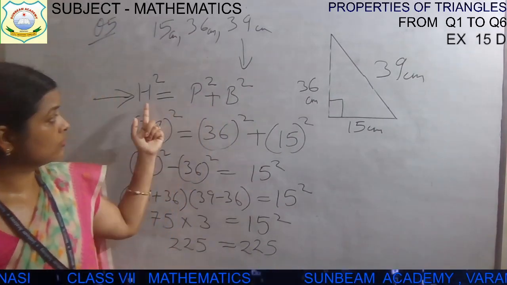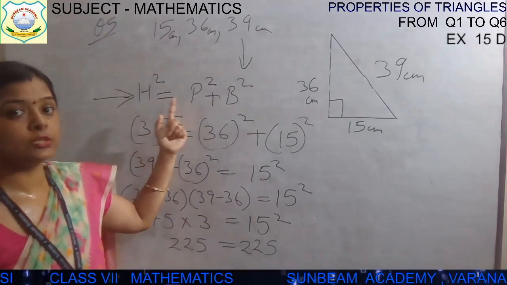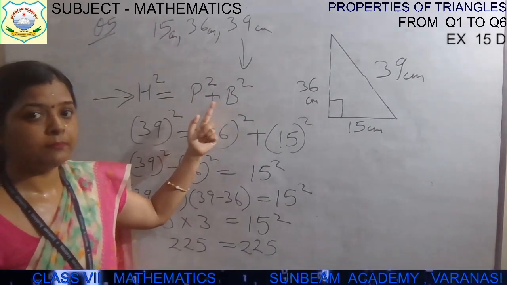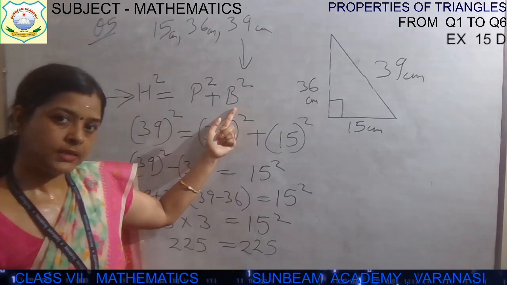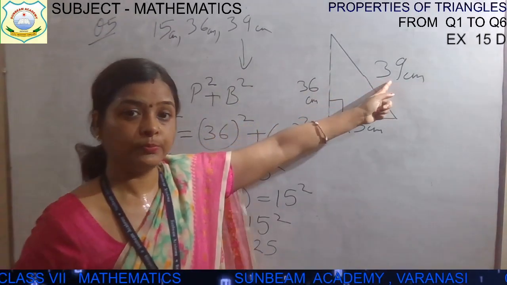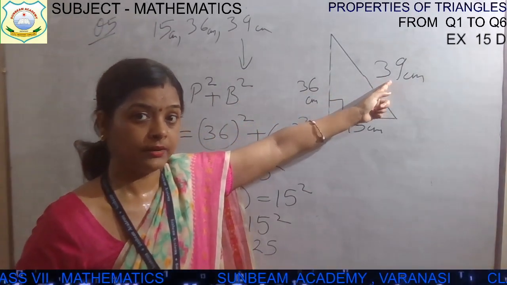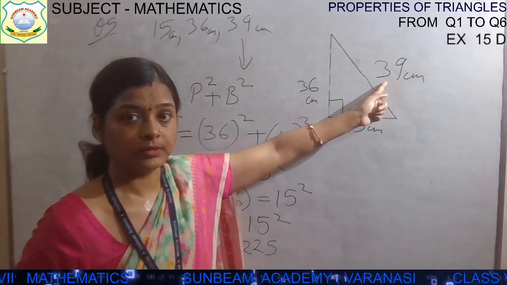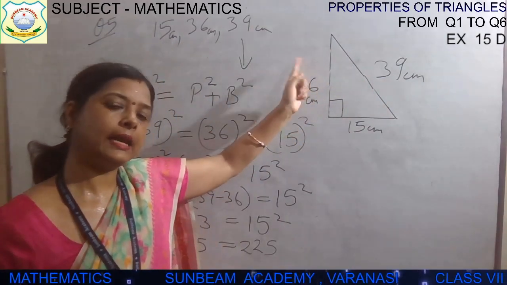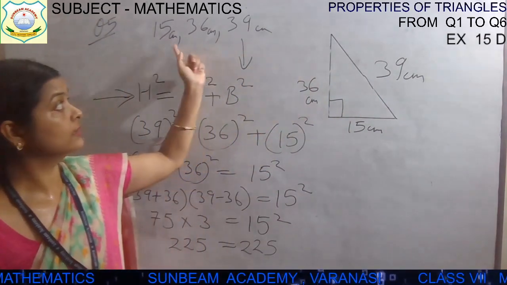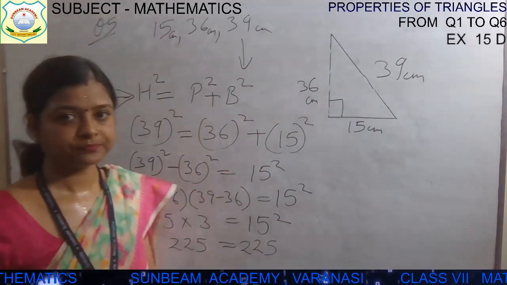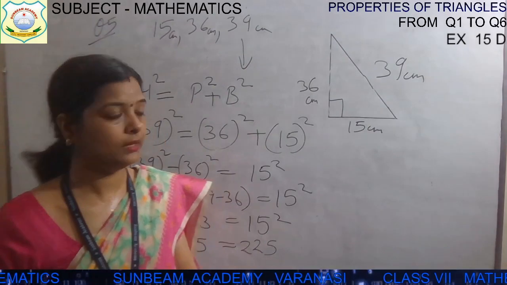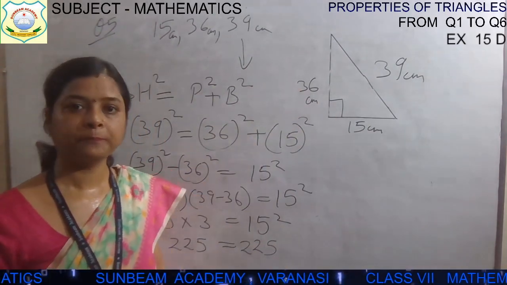In that Pythagoras theorem, the hypotenuse square is equal to perpendicular का square plus base का square. ठीक है. Hypotenuse should be always the largest side. So हमने इन तीनों का largest side 39 ले लिया यहाँ पे hypotenuse. And the legs may be any one of the length 15 or 36. It will not be fixed. ठीक है.